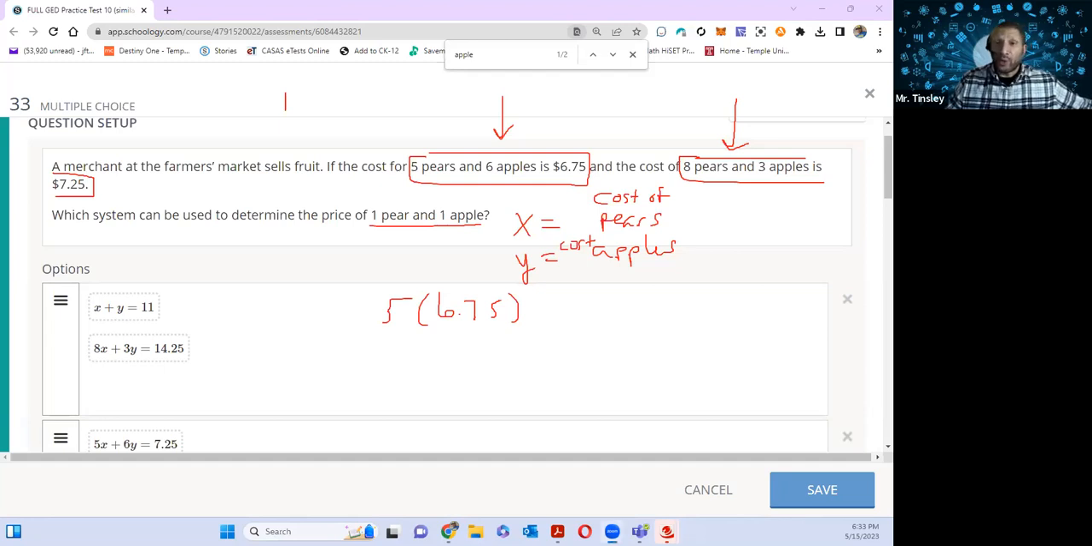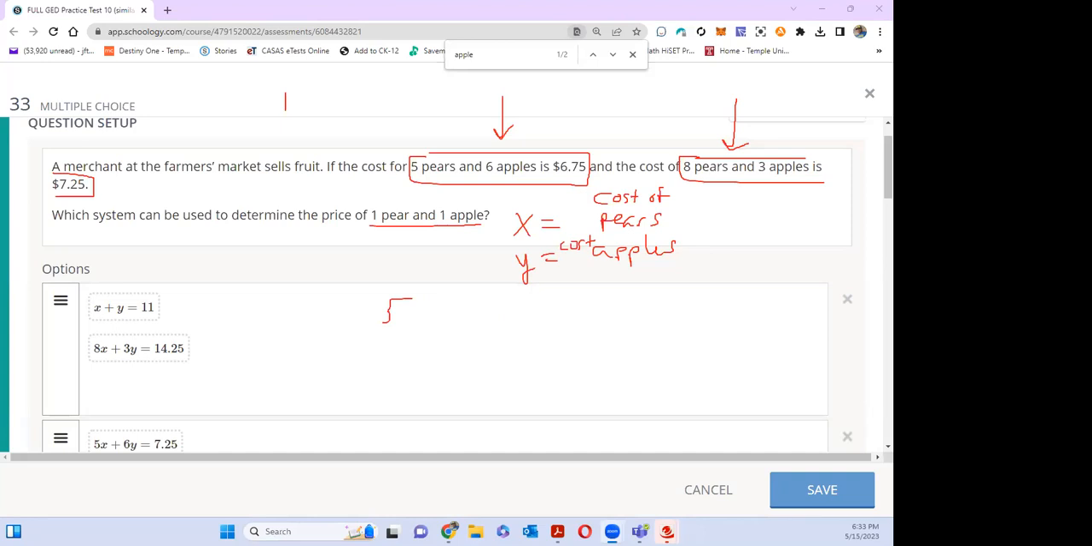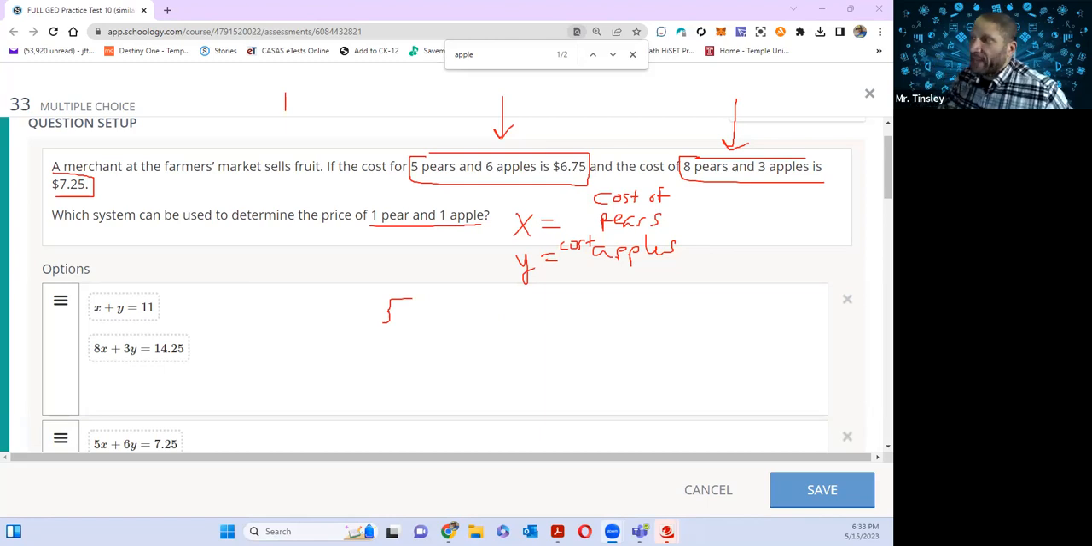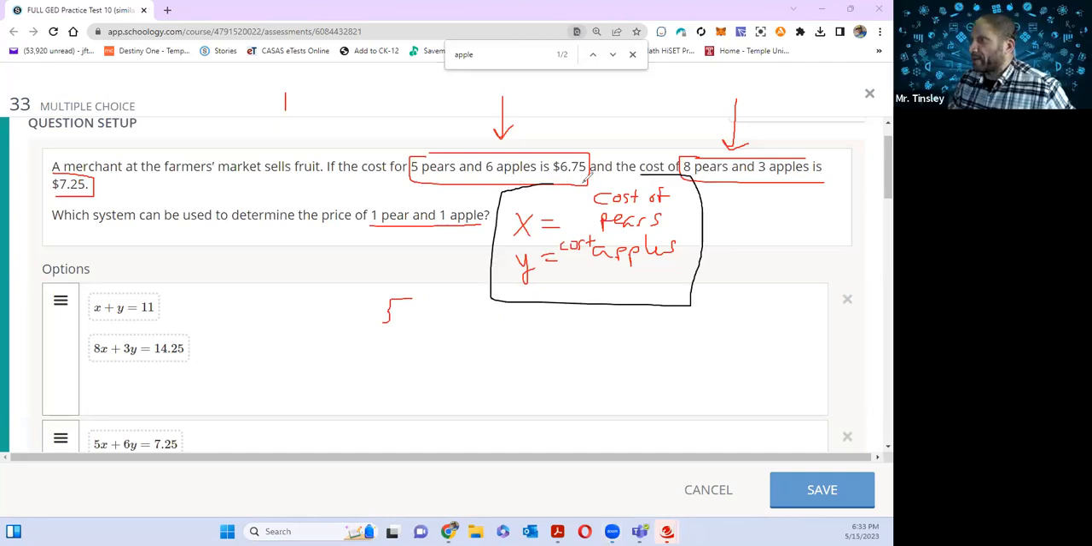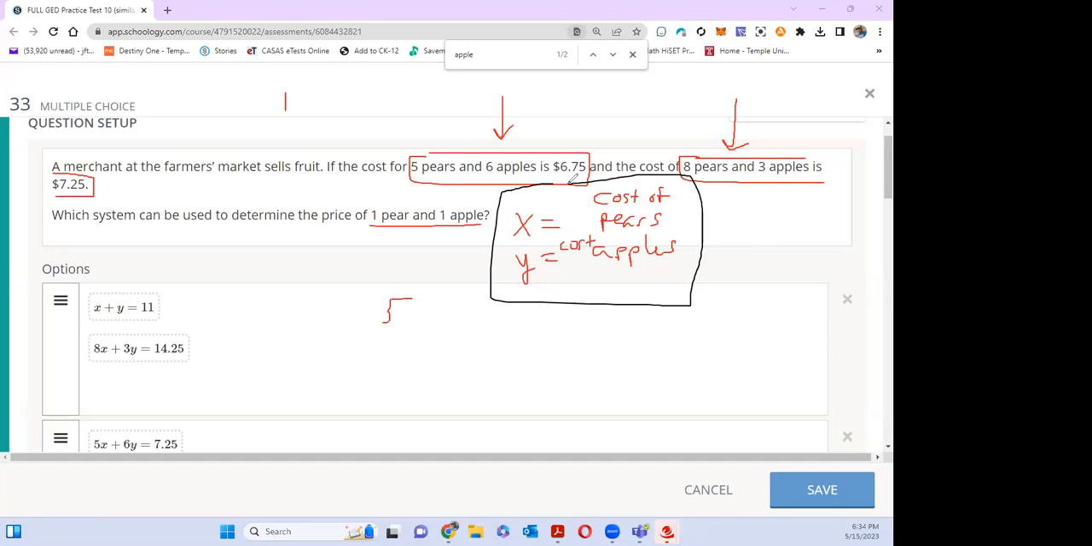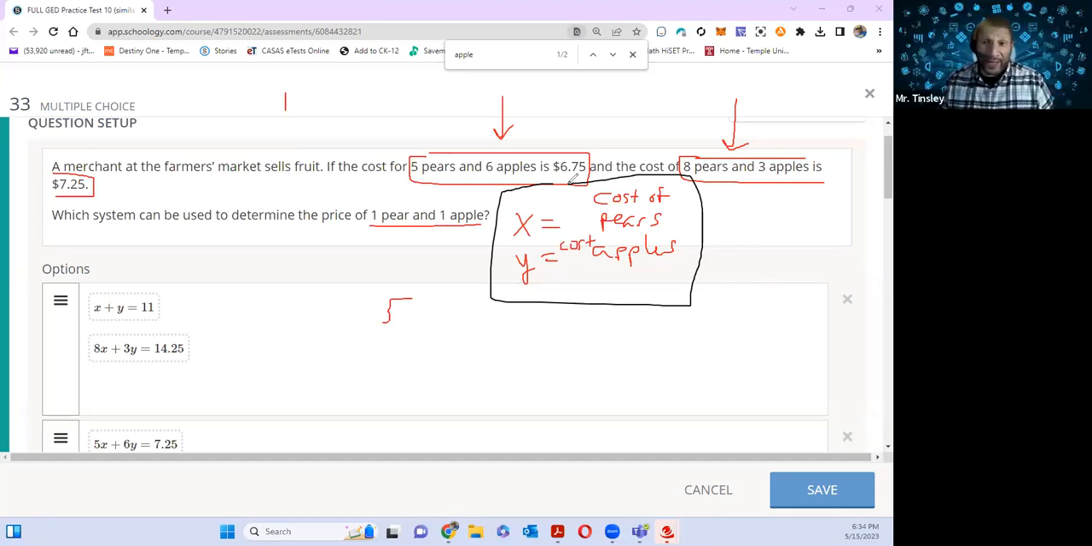So what is our price of each pair? It's 6. No, that's for 5 pears and 6 apples. What is the price of each pair? We don't know. We don't know the price of each pair. We don't know the price of an apple. It is an unknown, and that's why we gave them variables.